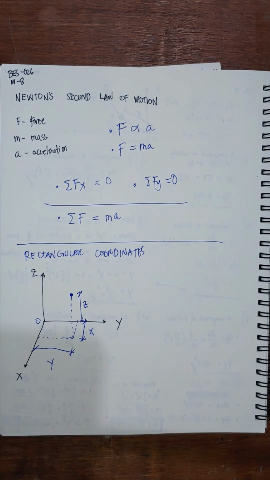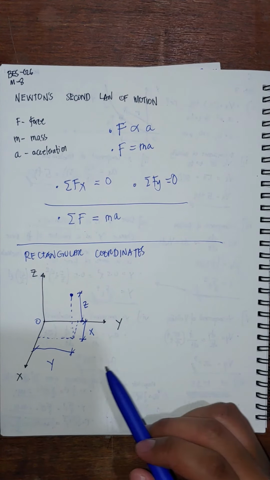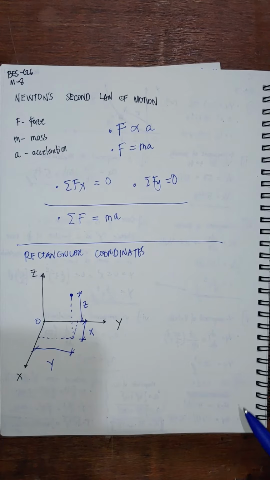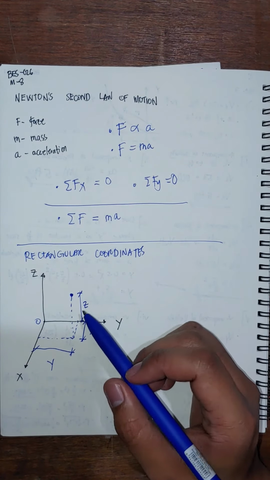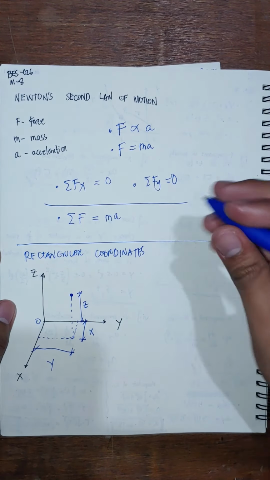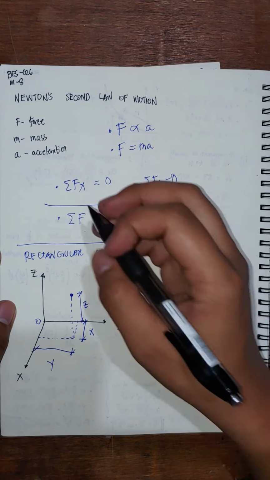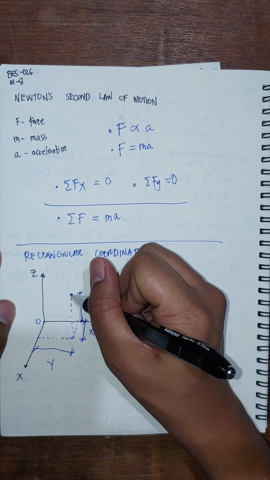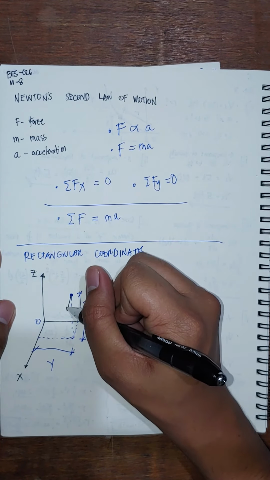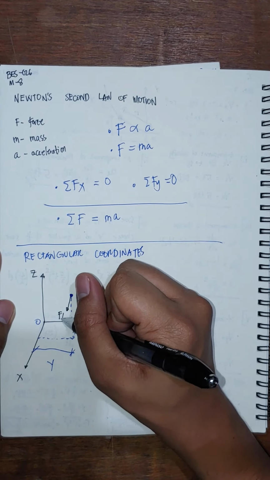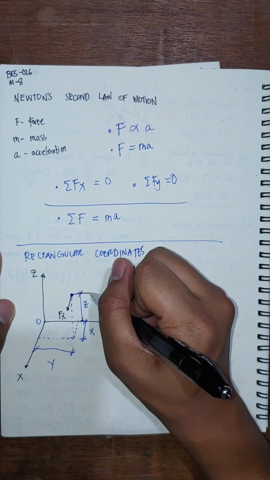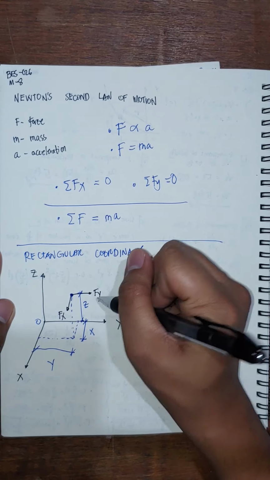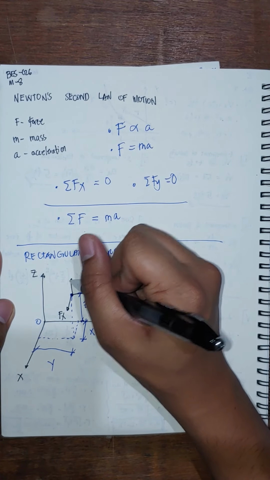So we have three components. Now if we have 3 components, then the unbalanced force will also have 3 components. You have the unbalanced force along x, the Fx, the force along y, Fy, and the force along z.